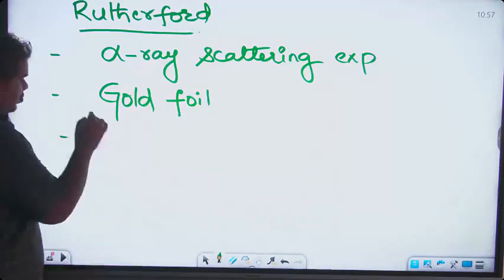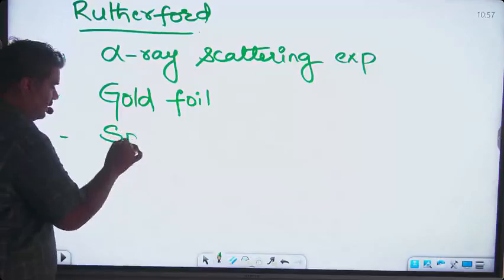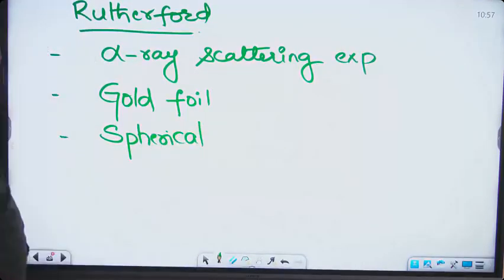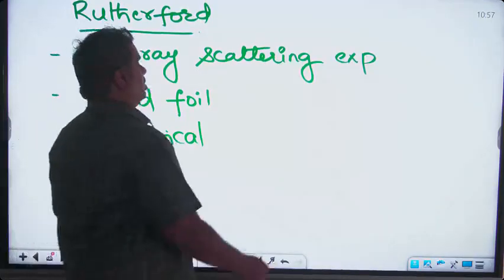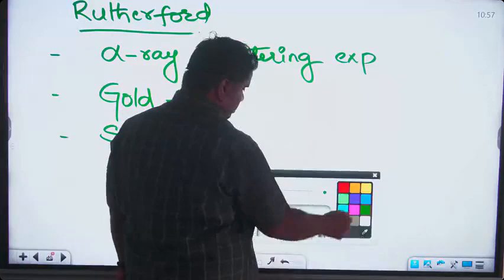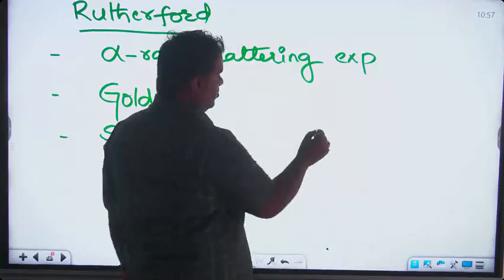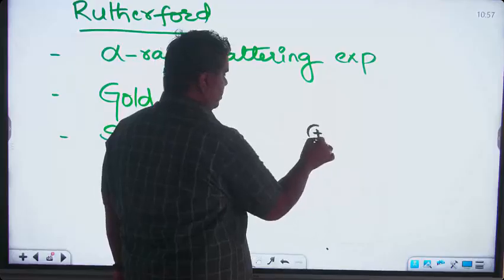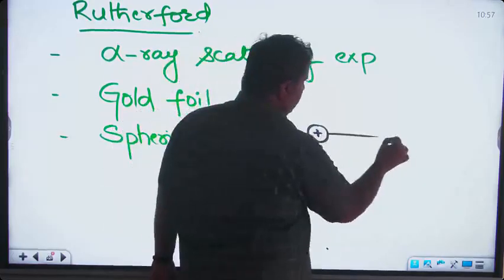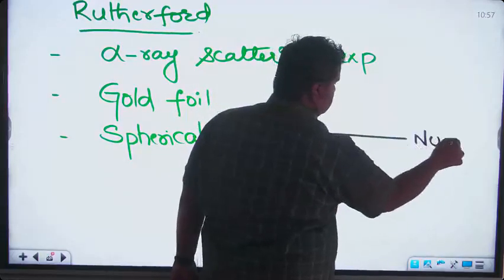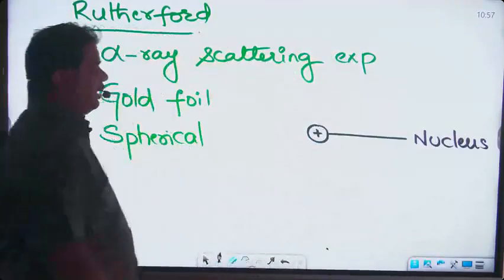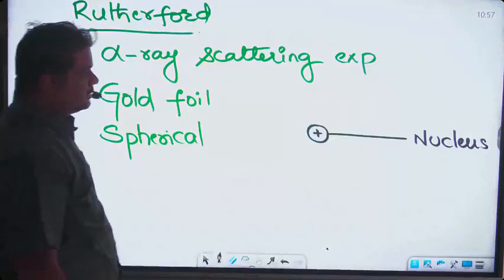Then, according to Rutherford, atom is again spherical in shape. Atoms are spherical in shape. Now what is the speciality in this spherically shaped atom? According to Rutherford, the central part of the atom is known as nucleus.